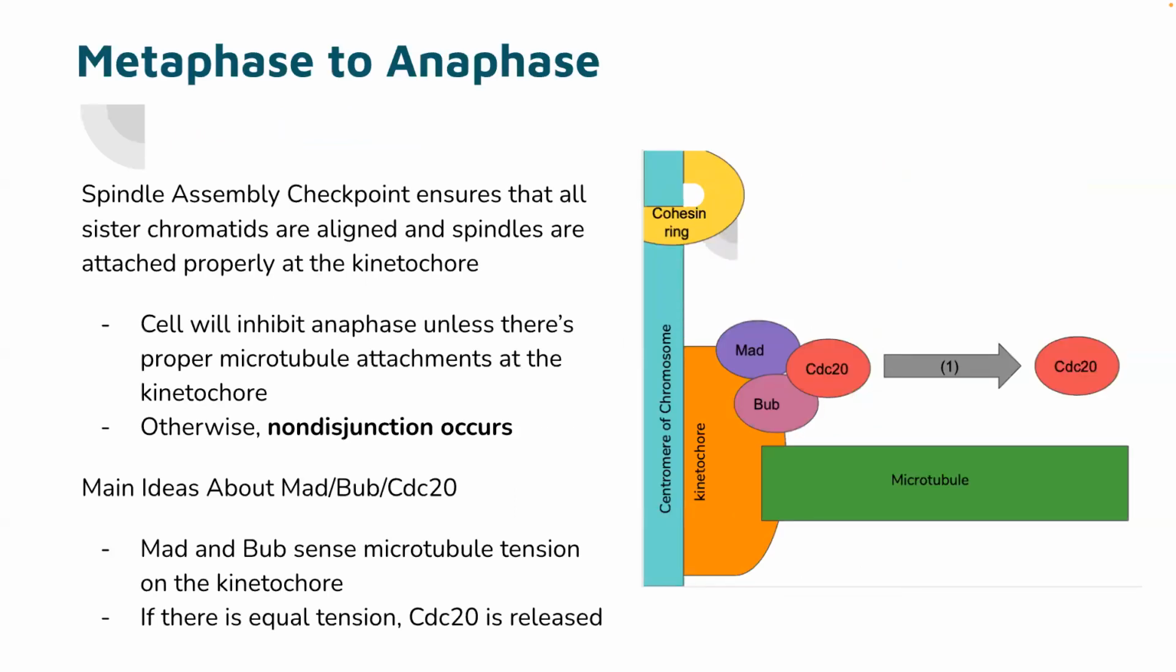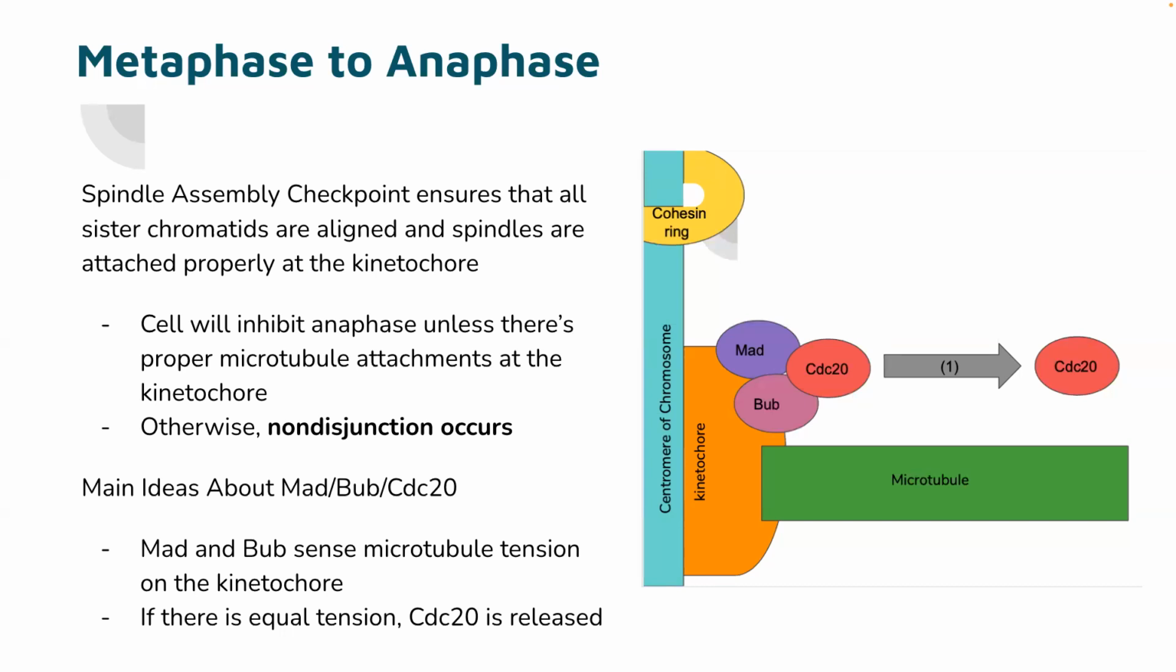So we have metaphase to anaphase, which is the spindle assembly checkpoint. This checkpoint ensures that all sister chromatids are aligned and that spindles are attached properly at the kinetochore. So the cell will inhibit anaphase until there's proper microtubule attachment on the kinetochore, and otherwise non-disjunction or uneven separation of chromosomes will occur.